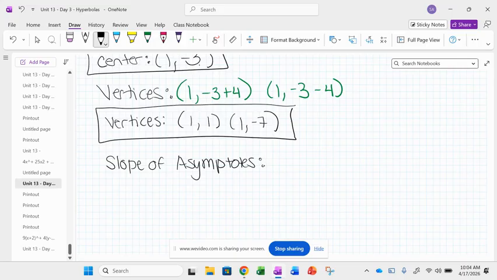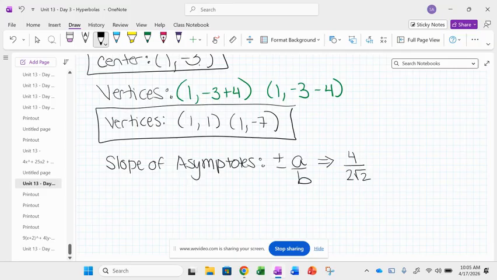Now, for a horizontal hyperbola, the formula for the slope of the asymptote was plus minus b over a. For a vertical hyperbola, it's not plus minus b over a, it's plus minus a over b. So what does this mean here? What did we say a was? A was 4, and b was 2 root 2. Can I leave it like this?